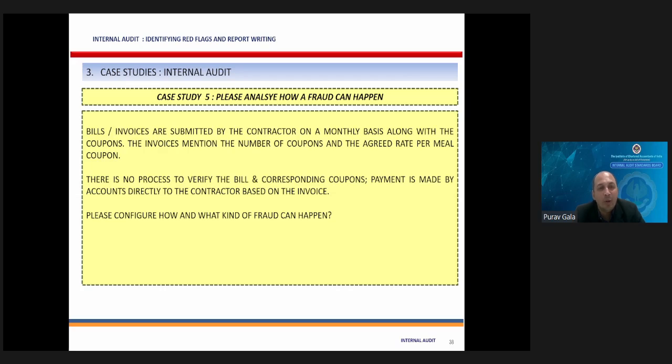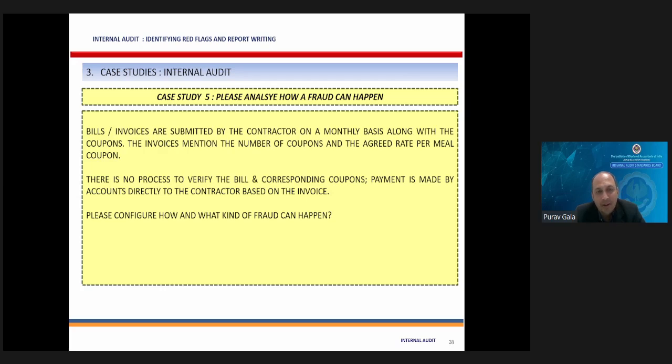All of them are very close. But they need to tell me how and what. Very close. There is one which is also on the same line. The contractor can collect the amount for the whole coupon book, whether the coupons were actually used or not.